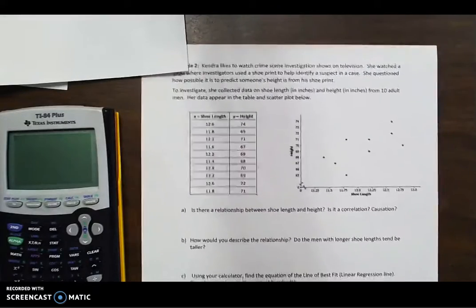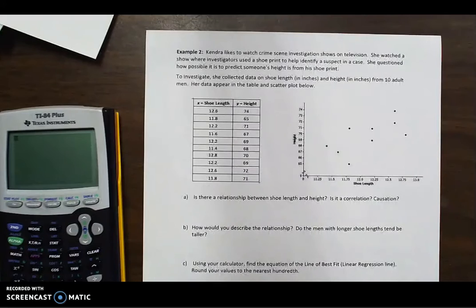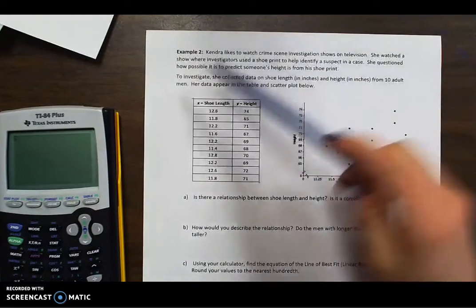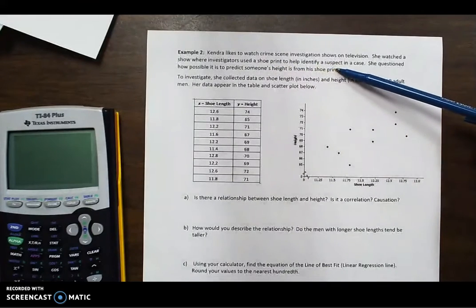All right, so here's our first example. Kendra likes to watch crime scene investigation shows on television. She watched a show where investigators used a shoe print to help identify a suspect in a case.